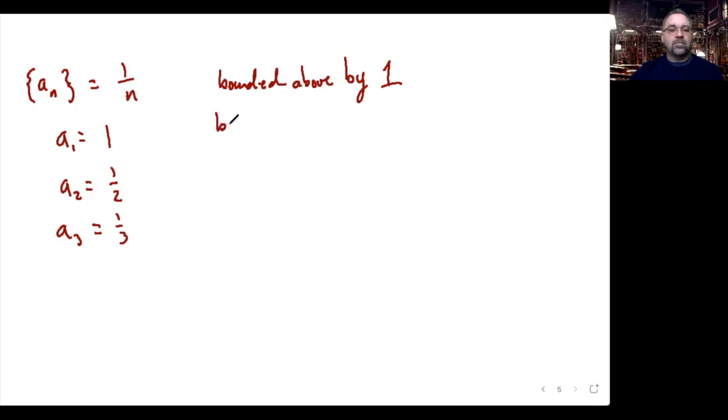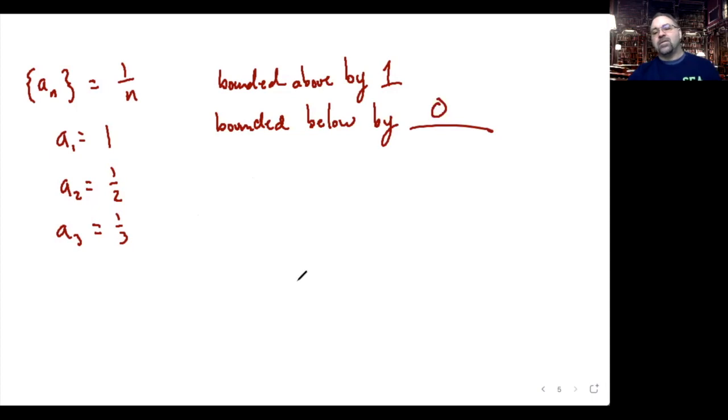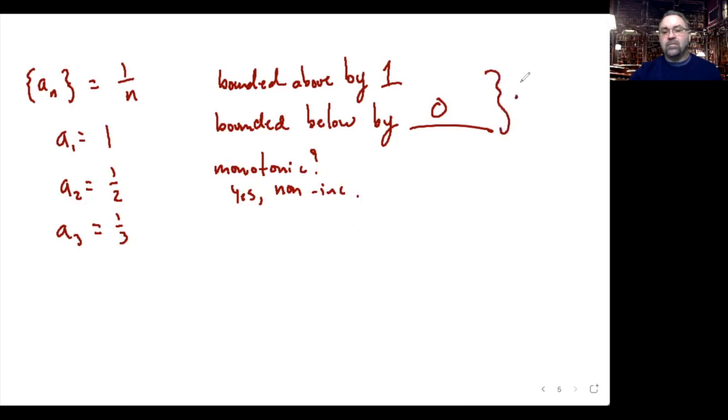What about below? Is it bounded below? Yeah, it is bounded below, right? These terms are always going to be positive. They're getting smaller, but they're always positive. The fact that they're getting smaller means what? Well, it's monotonic, right? Is it monotonic? Sure, yeah. It's non-increasing. So it's bounded above by one, below by zero. So it is bounded. Okay, it's monotonic, yes. So what do we know for sure? We know the sequence a sub n converges by theorem 8.5.